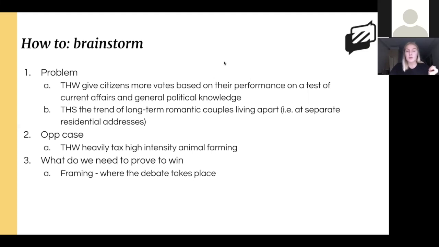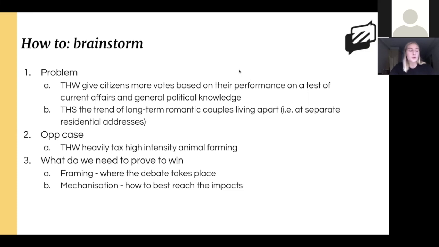So the first one is framing, or where the debate takes place. Is it going to be a question on how the world looks like, how, for example, in social movements debates, how are social movements received within the wider society? This is something that generally becomes very, very contentious in such motions. Therefore, probably you have to think about that a lot during your brainstorm or when you're coming up with arguments for your case.